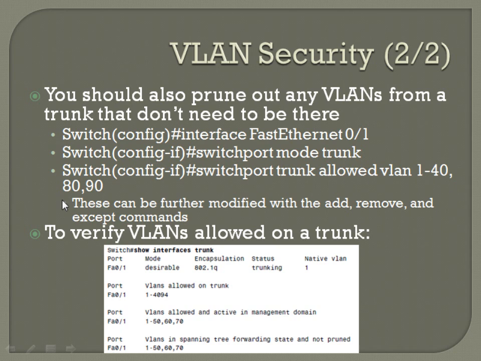These can be further modified with the add, remove, and except commands. So if you set this up right now, you can go back in later and do a switchport trunk allowed vlan add 1, etc., if that wasn't already in there. Or you can do the except command, which will basically say add all VLANs except whatever VLANs follow after the except command. And then to verify those VLANs, just do a show interfaces trunk. You'll be able to see the trunk and all of the VLANs that are allowed to traverse it.